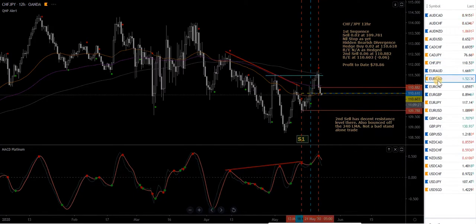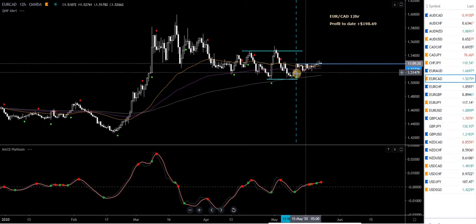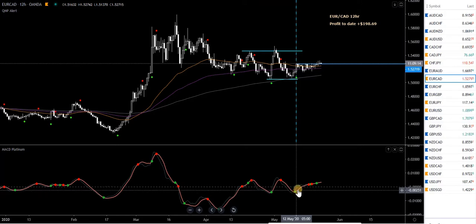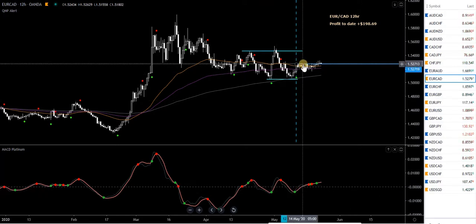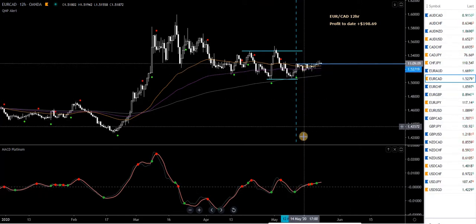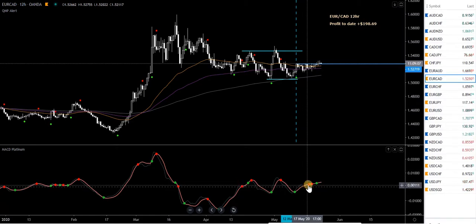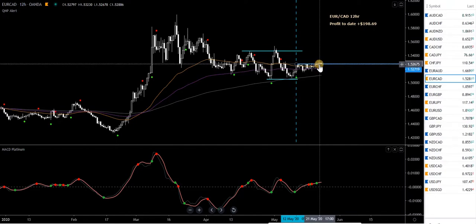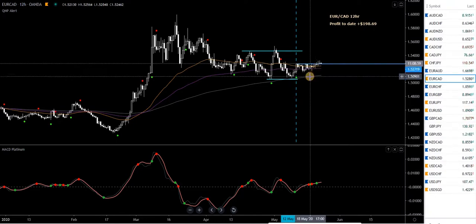Right, EURCAD, looking at my notes. All right, I'm going to buy back here. Took this buy here. I'm looking at the MACD platinum, and price went against me initially. Then the MACD platinum crossed through the zero level, and that's to me a warning sign. Spiked up a couple of times, and all I've done is close that trade. I just don't want to muck around with it.